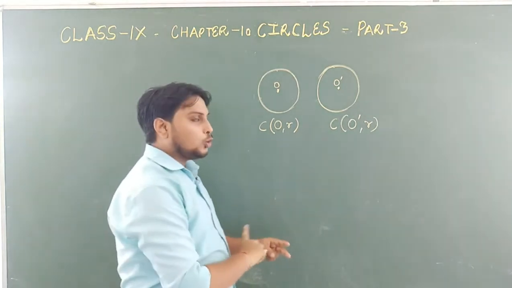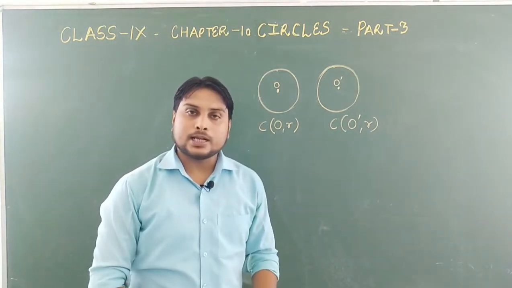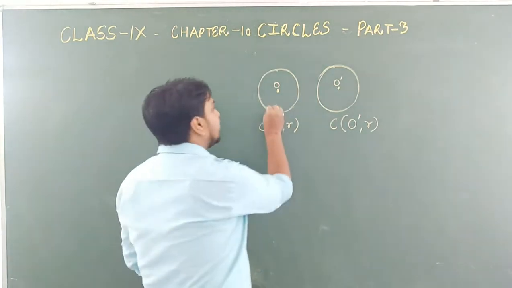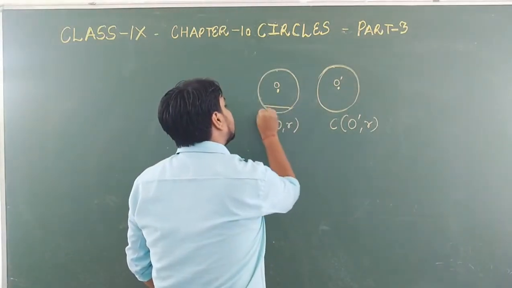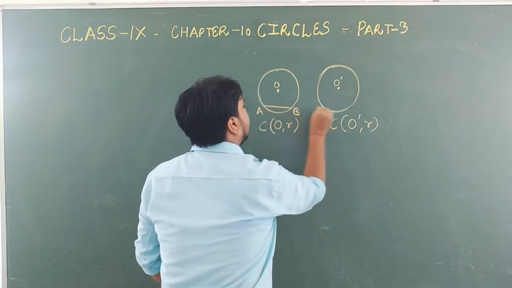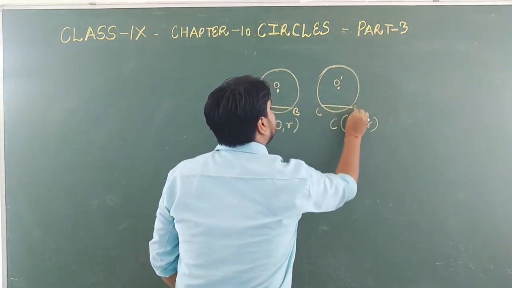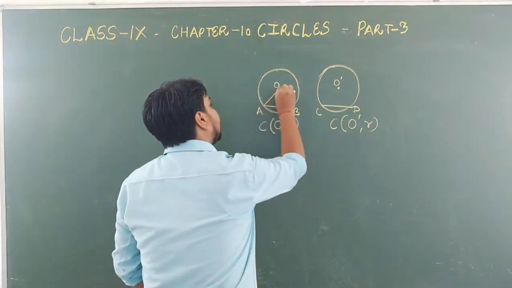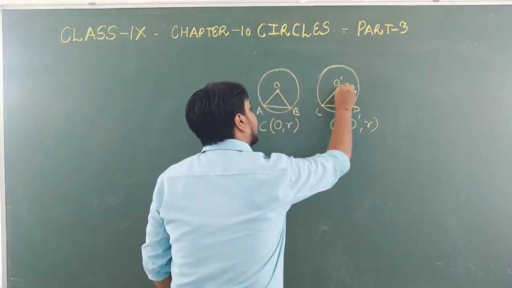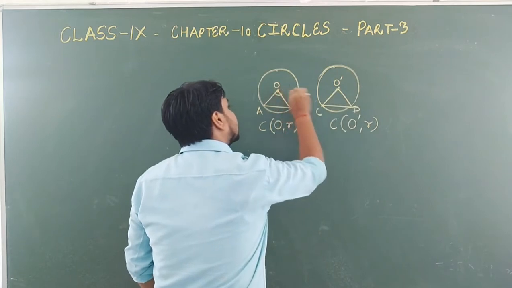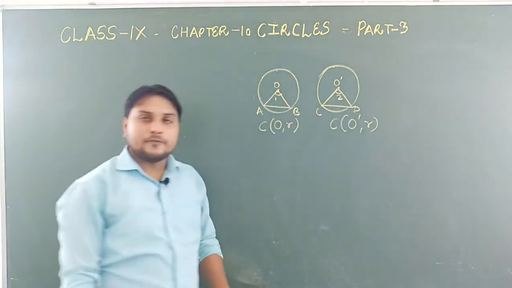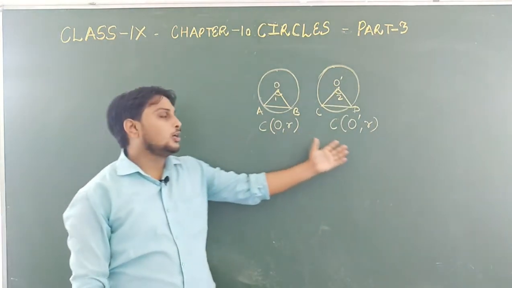So in two congruent circles, the question can be asked like this: in two congruent circles, if the lengths of the chords are equal, suppose here it is AB and here it is CD, then the angles subtended by them at the center will be equal. This time we have to prove, this is angle 1 and this is angle 2, so we have to prove that angle 1 is equal to angle 2.